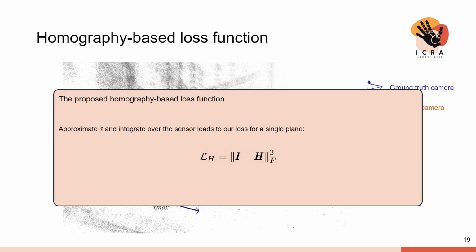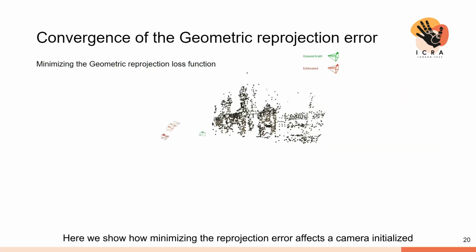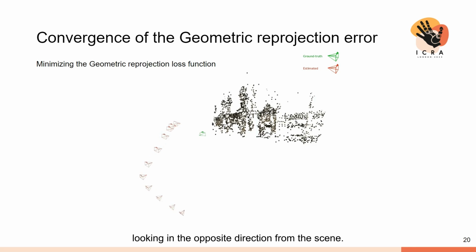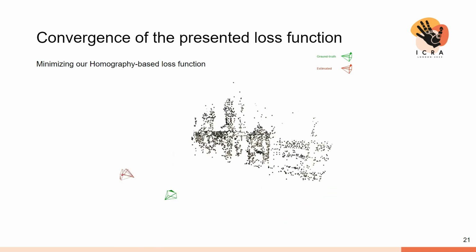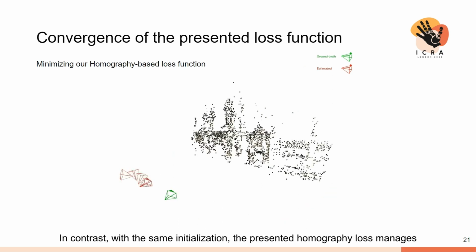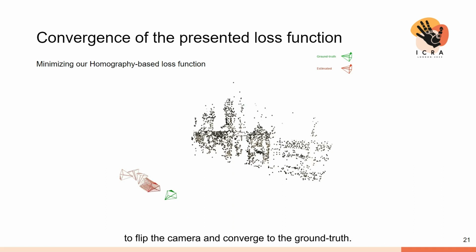Here, we show how minimizing the reprojection error affects the camera initialized looking in the opposite direction from the scene. The camera actually falls in the previously mentioned local minimum. In contrast, with the same initialization, the presented homography loss manages to flip the camera and converge to the ground truth.